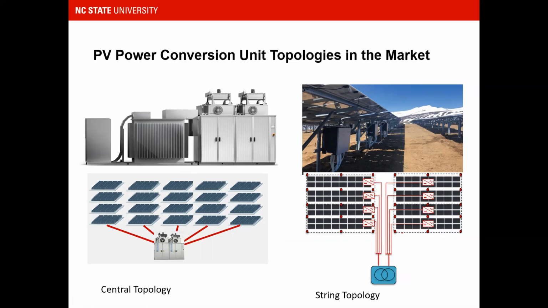The central topology relies on the central inverter, so a big quantity of the PV array is connected to a single big central inverter. On the other hand, the string topology relies on inverters connected in a distributed fashion. So you will see one inverter per PV array. It's not a rule, but in general terms, we can say that one PV array has one string inverter. The central inverter topology, like the string topology, has advantages and disadvantages.